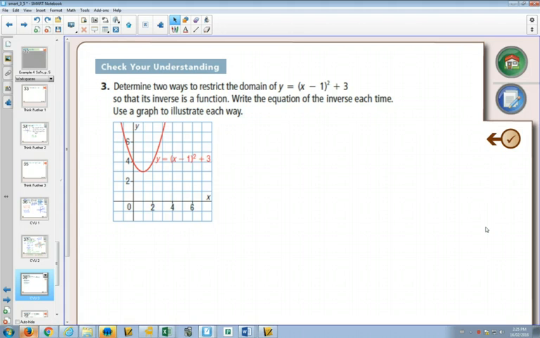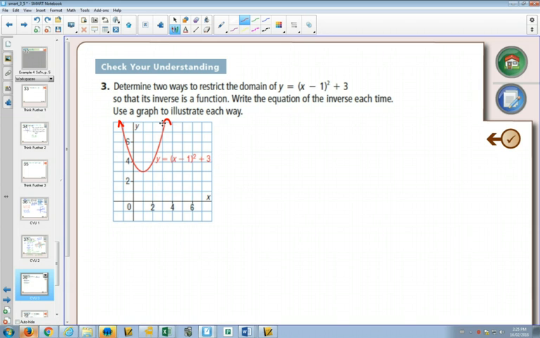So here we have a parabola. Parabola goes on forever, so we can add the arrowheads if we like. And what we just discussed, you can see that this parabola doesn't pass the horizontal line test, so its inverse won't pass a vertical line test.